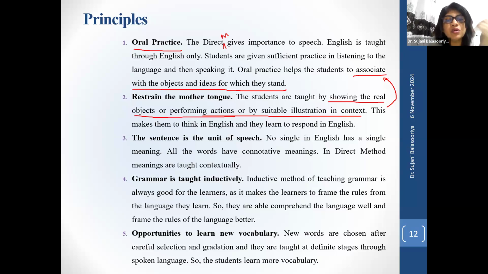And number 4, grammar is taught inductively. Earlier, in GTM, grammar is taught deductively, right? But here it's inductive. Inductive means while doing things, rules are learned. Rules are not learned directly. The teacher is not directly teaching the rules, and the learners are not learning the rules directly either. So they are framing the rules from the language they learn.